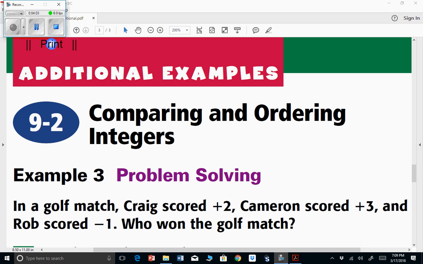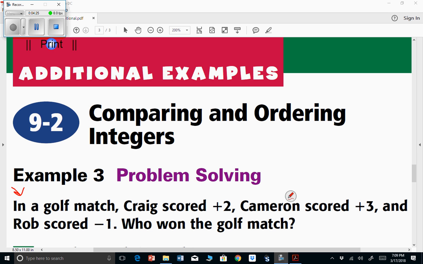Here's an example of a problem you might be asked to solve. It says, in a golf match, Craig scored +2, Cameron scored +3, and Rob scored -1. Who won the golf match? This takes a little bit of understanding about golf.